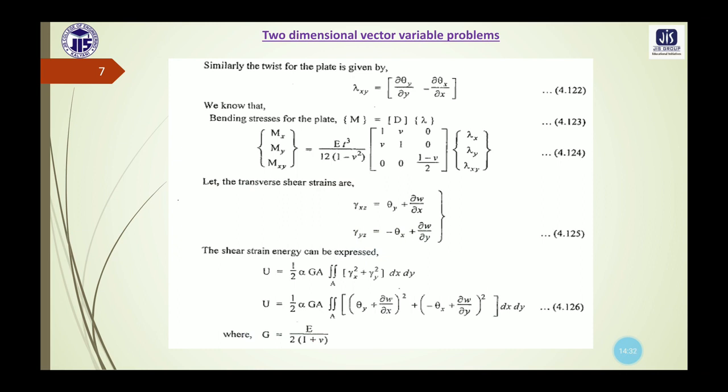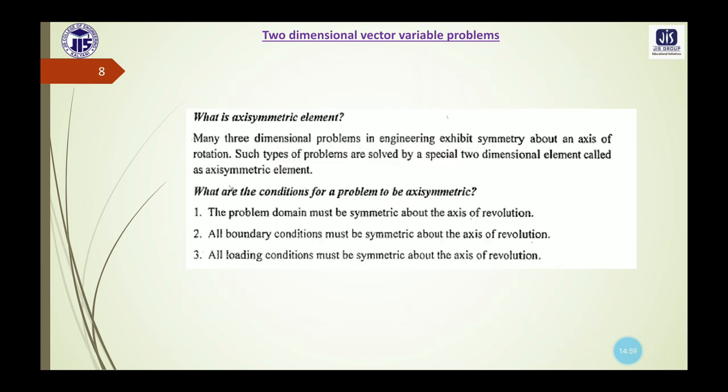So these are the concept of the thick plate, and corresponding to this thick plate, the Reissner-Mindlin plate theory. And regarding this plate theory, that is the bending of the thick plate, the formula for the twist, then the bending stresses, then the transverse shear strain and shear strain energy, these are discussed now.